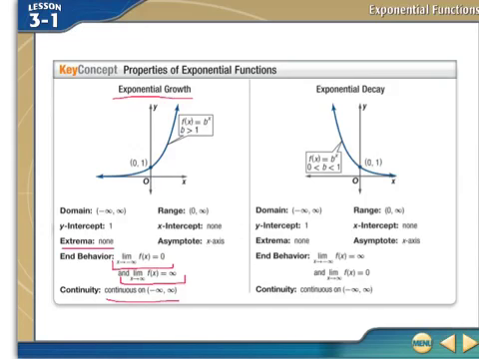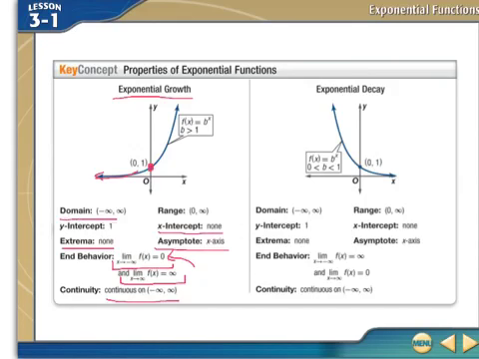And asymptote, we have a horizontal asymptote at the x-axis because as x approaches negative infinity, this graph flattens out and our y-coordinate is approaching 0. We have no x-intercept. We never actually cross the x-axis, so there's no x-intercept. Our y-intercept, or where we cross the y-axis, is at 1.